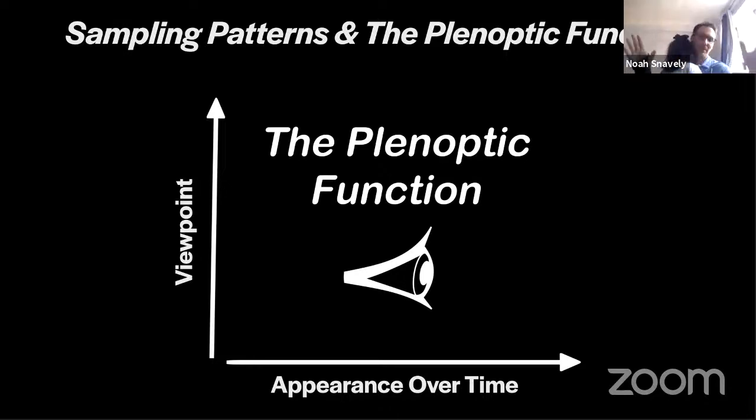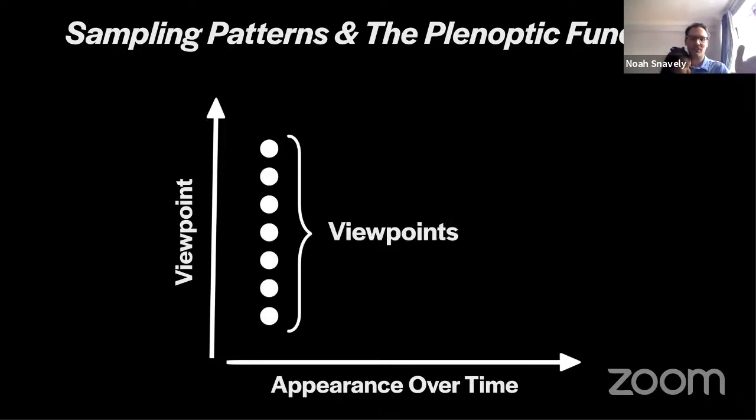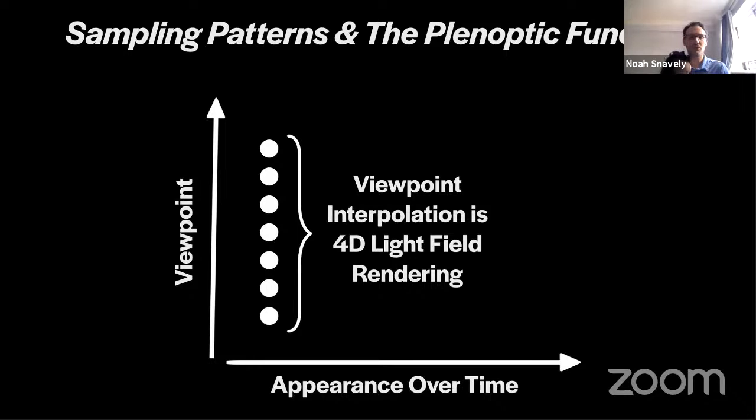Okay, so the Plenoptic function: imagine each point on this 2D plot being an image. We have viewpoint as the y-axis, time as the x-axis. Each point represents an image from that viewpoint at that time. What we want to do is capture this entire function. You can imagine slices of this, points with the same time but different viewpoints. If you have a sampling of those, reconstructing that column is basically a view interpolation problem, rendering a light field from a sample of views at the same time.